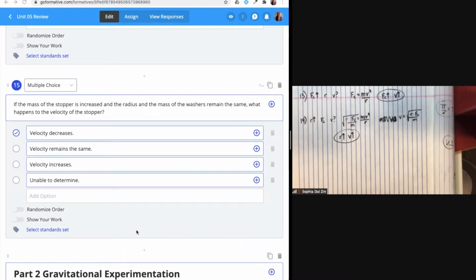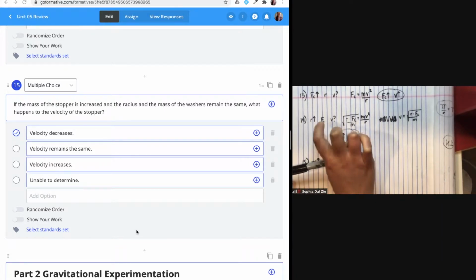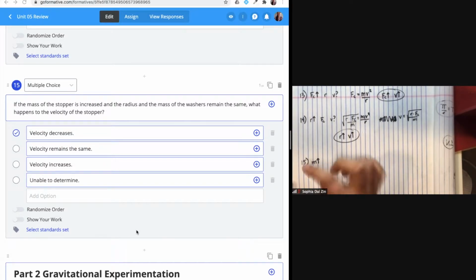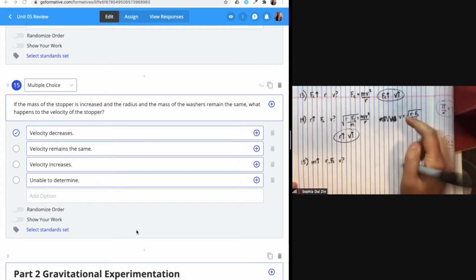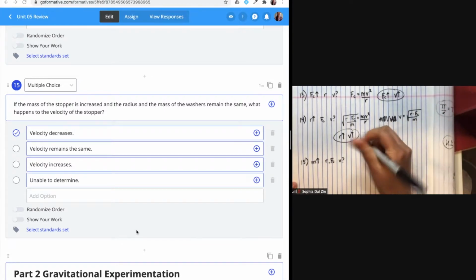The last problem with proportions, number 15. It says if the mass of the stopper is increased, that's the mass of the moving thing, not the centripetal mass, not like the centripetal force from the washers holding the string together. If the mass increases and the radius and centripetal force remain the same, what happens to the velocity of the stopper? I can use this equation that I already wrote that relates velocity to the other variables.